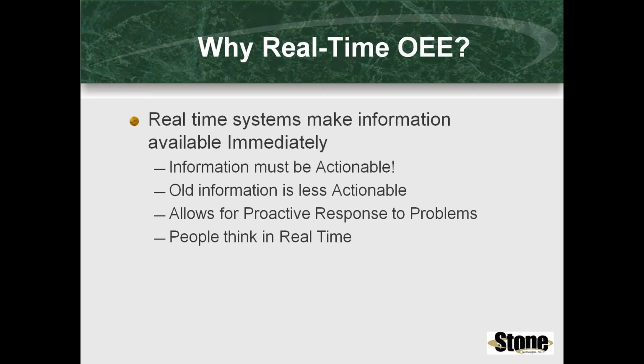Again, real-time systems make information available immediately. The information must be actionable. If it's old information, for example, manually entering it after the end of a shift or the next day, it becomes less actionable. Real-time systems allow proactive responses to problems. People think in real time. They think, what's happening now? How can I make a change now to make things better? If it's the next day, you can improve for the future, but you may not have had the same result had you had the information real time.